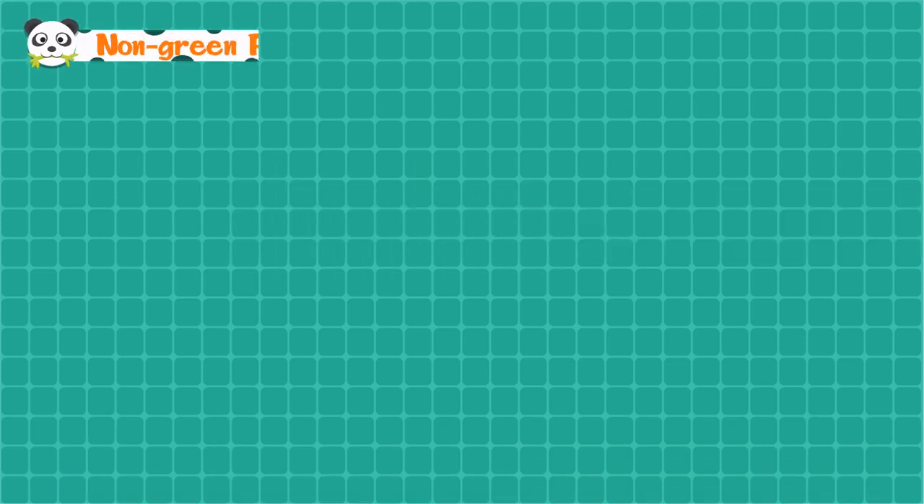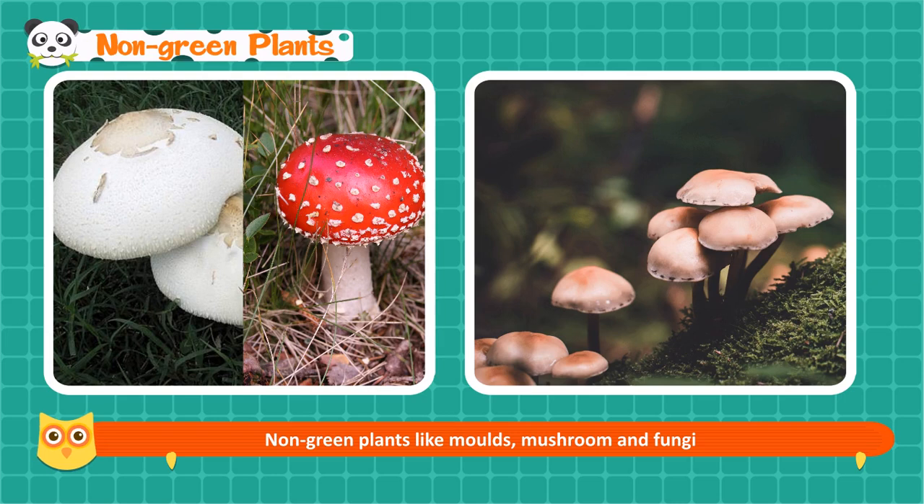Non-green plants. Non-green plants like molds, mushroom and fungi do not have chlorophyll to prepare their own food. They get their food from dead or decaying remains of plants and animals in the soil.